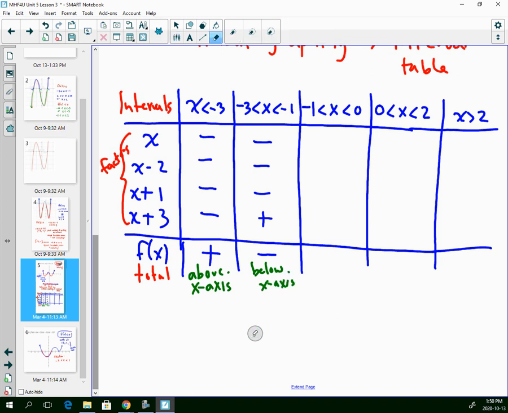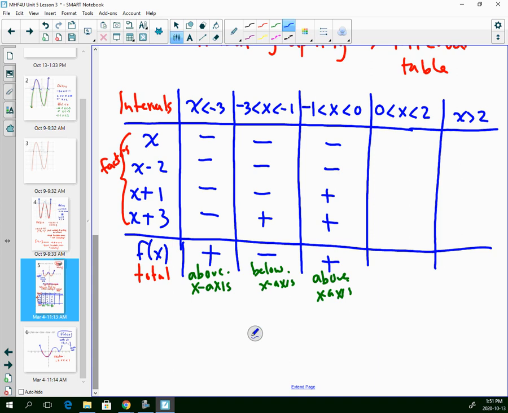Okay, and then I'll pick a number between -1 and 0. So I'll pick -0.5, right? -1/2 is between 0 and -1. So that would be negative, negative. That would make that positive, right? -1/2 plus 1 is +1/2, and that would make that positive. A negative times a negative is a positive. So that tells me it has gone back above the x-axis.